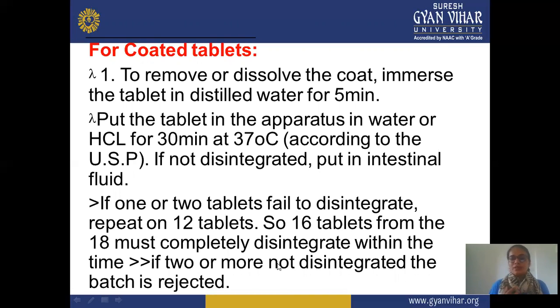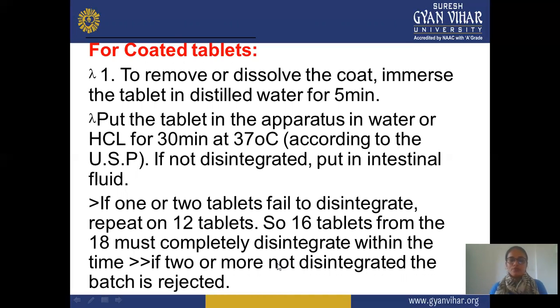The previous one is for an uncoated tablet, but a coated tablet is coated with a polymer or layer of a certain polymer. To check the disintegration of this coated tablet, you should first immerse your tablet in water to remove the surface or coat of that tablet. After 5 minutes in distilled water, you remove the tablet and put it in acidic condition, HCl pH, for 30 minutes and check whether it disintegrates or not. And if it does not disintegrate, then you put this tablet in intestinal fluid or basic pH condition.